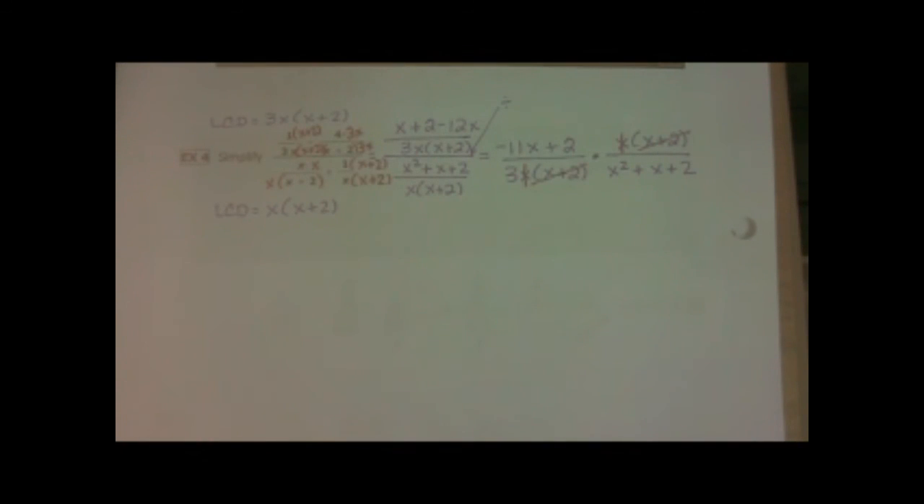Now if this factors, we want to factor it. But in order to factor it, I need something that multiplies to 2 and adds to 1. And there isn't anything. So this isn't going to factor, so I'm just going to write it as x squared plus x plus 2. And now I'm going to look and see what I can cancel. I can cancel this x plus 2 with this one. And I've got this x with this one. And that's all I can cancel.